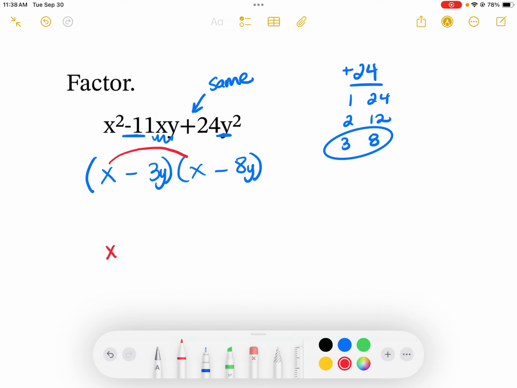So x times x is x squared. X times negative 8y is negative 8xy. A negative 3y times x is negative 3xy. And then a negative 3y times negative 8y is positive 24y squared. And those combine to give us that negative 11xy. So it works. And that is our final answer.